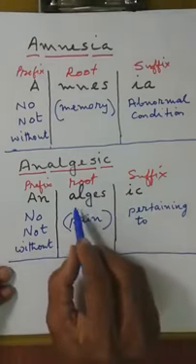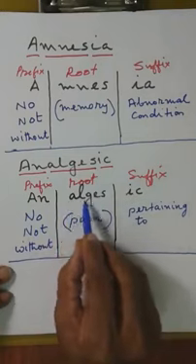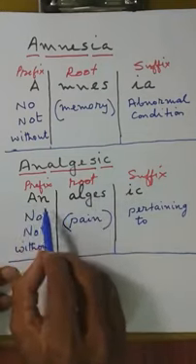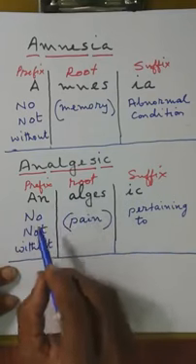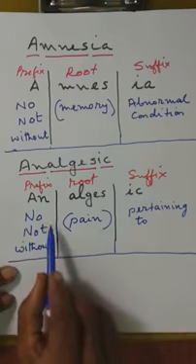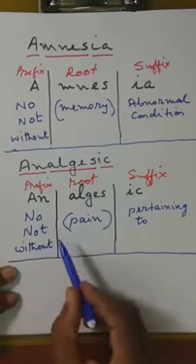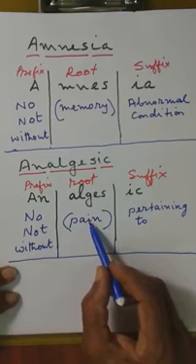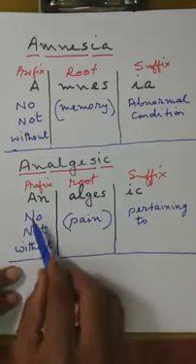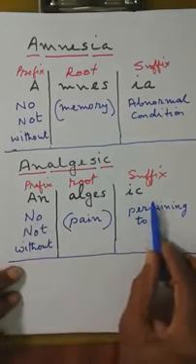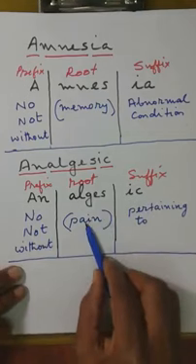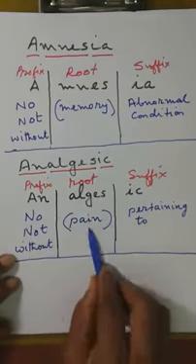Here the prefix comes, an. What does it mean? No. So that means a condition of no pain or without pain. So this analgesic means it is pertaining to a stage where there is no pain.